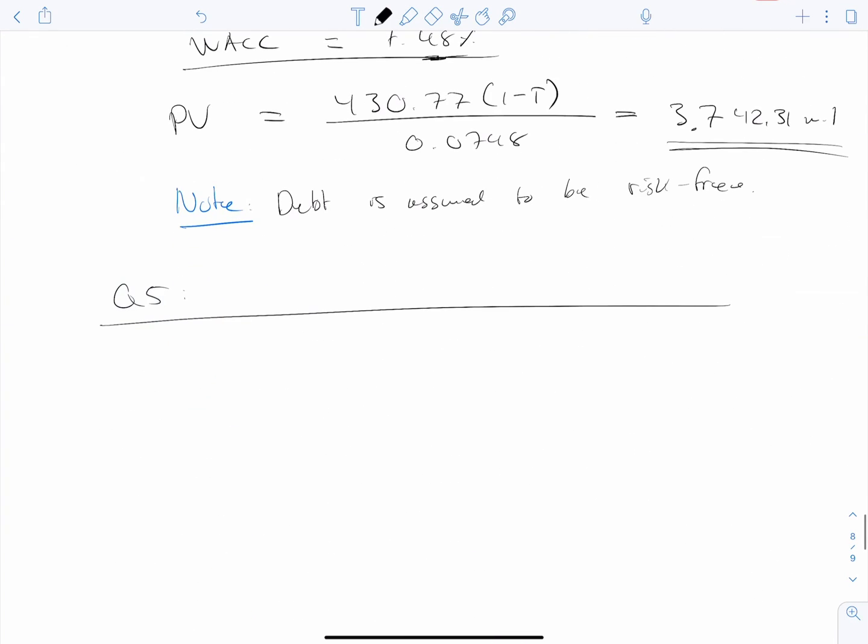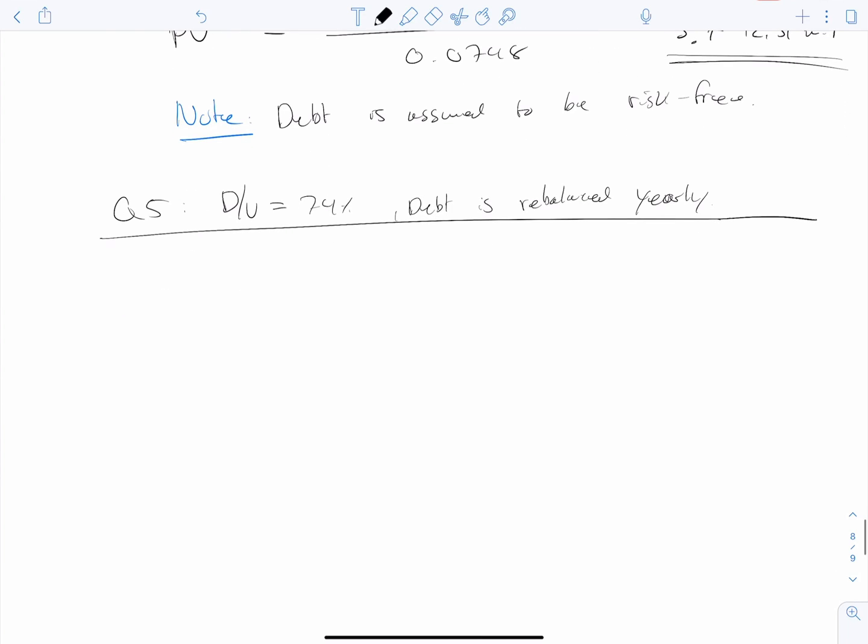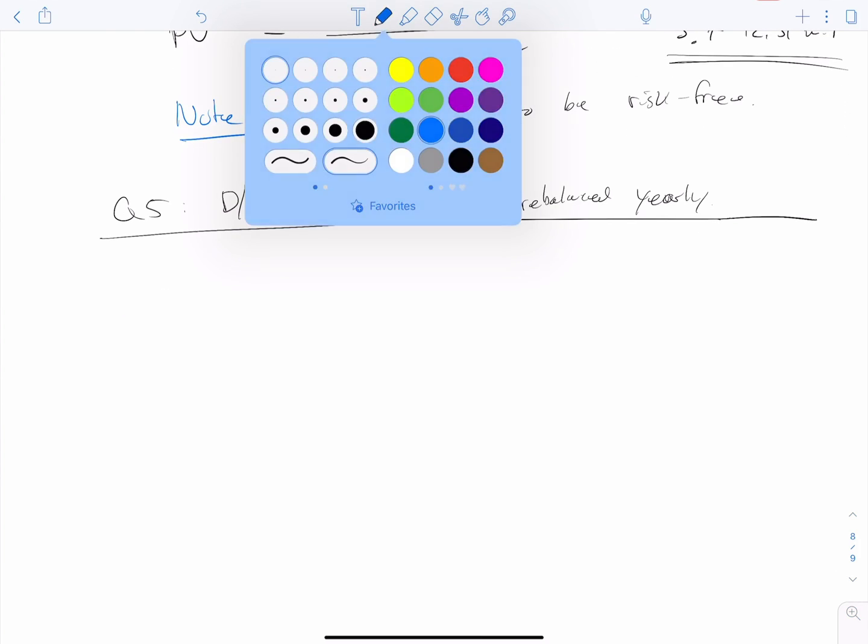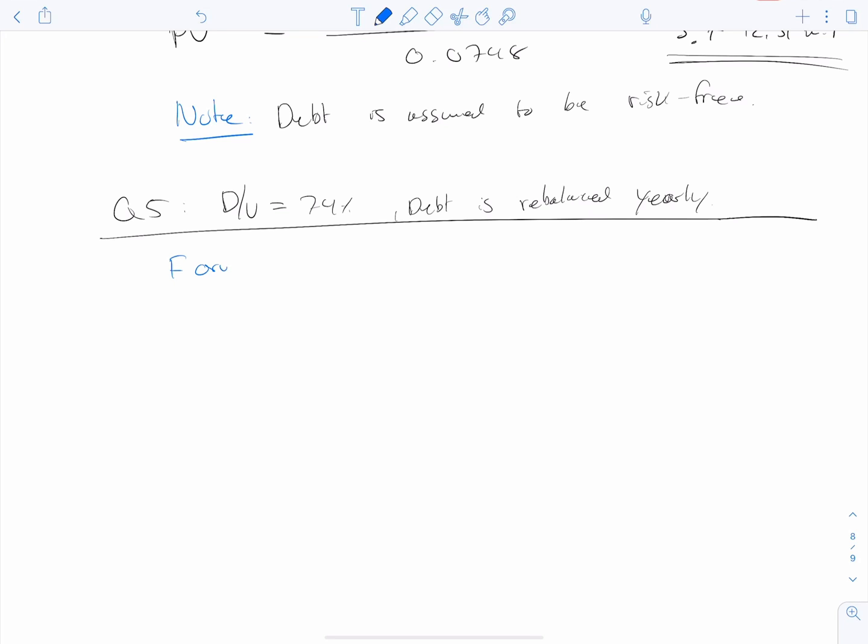So you have the same debt over value, so you still have debt over value of 74%, but now debt is rebalanced yearly, right? And what is now the value? So let's start with some formulas again.